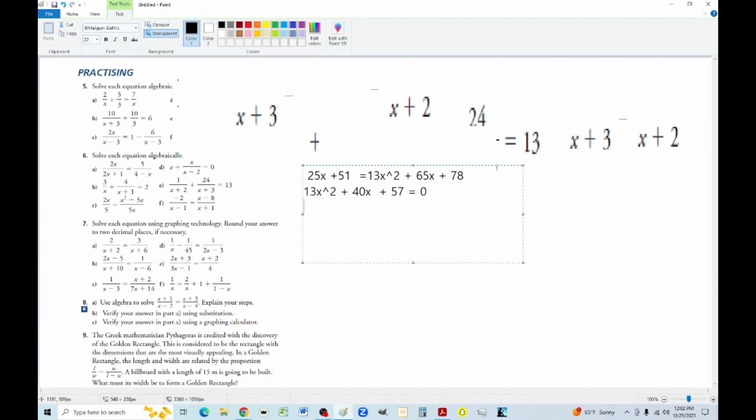And I'm too lazy. I'm just going to use the quadratic. I think there is a solution here actually, but just use the quadratic. It's faster and gives you the same answer. So that's my A, B, C. So I got to plug it in. A is 13, B is 40, and C is 57.